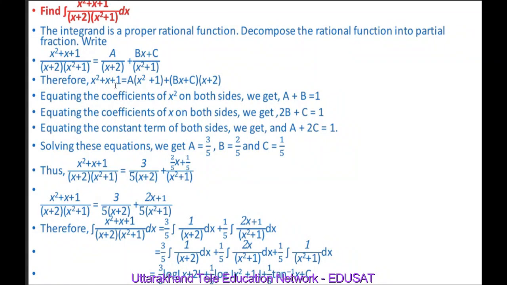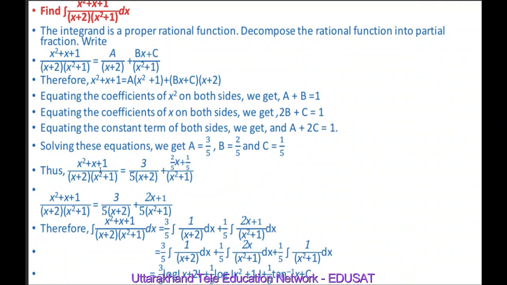Now the constant term. On the left the constant term is 1. On the right it is 1 into a, and 2 into c, which is 2c. So a plus 2c equal to 1. So on equating the coefficients of x square, x and constant term on both sides, we get a plus b equal to 1, 2b plus c equal to 1, a plus 2c equal to 1. You can easily solve these equations to get a equal to 3 upon 5, b equal to 2 upon 5, c equal to 1 upon 5.